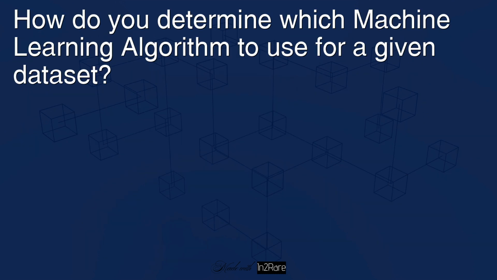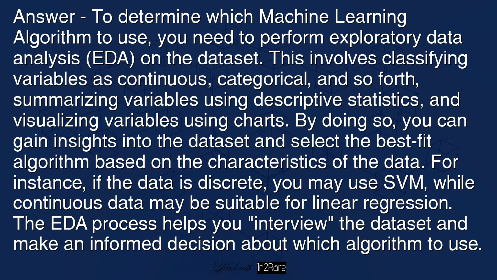How do you determine which machine learning algorithm to use for a given dataset? Answer: to determine which machine learning algorithm to use, you need to perform exploratory data analysis (EDA) on the dataset. This involves classifying variables as continuous, categorical, and so forth, summarizing variables using descriptive statistics, and visualizing variables using charts. By doing so, you can gain insights into the dataset and select the best fit algorithm based on the characteristics of the data. For instance, if the data is discrete, you may use SVM, while continuous data may be suitable for linear regression. The EDA process helps you interview the dataset and make an informed decision about which algorithm to use.